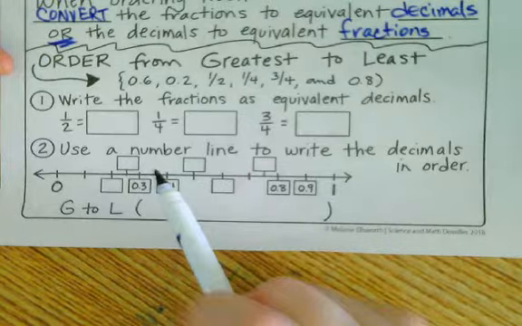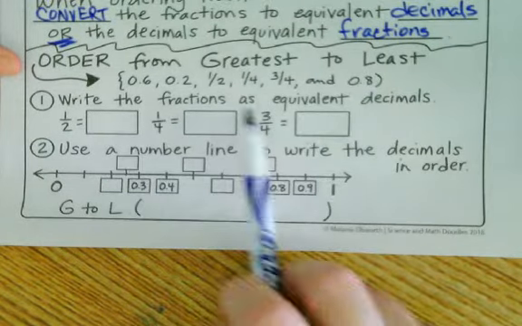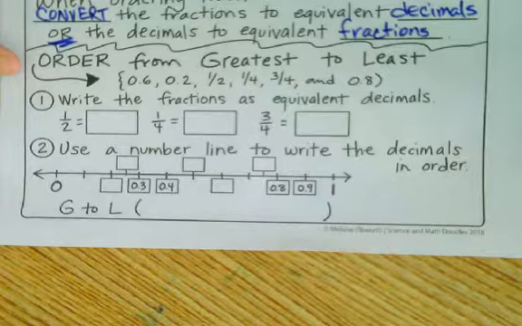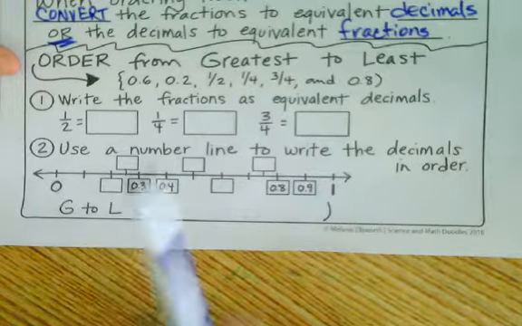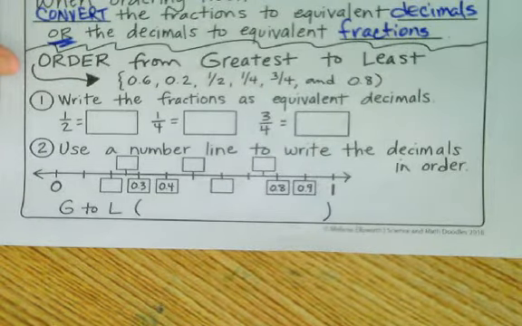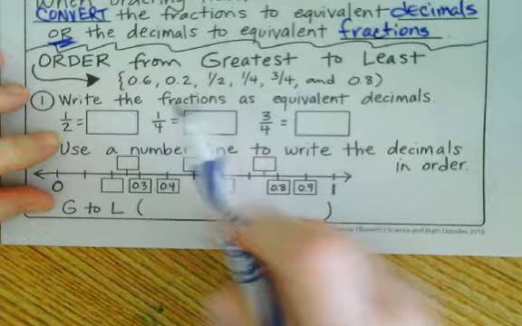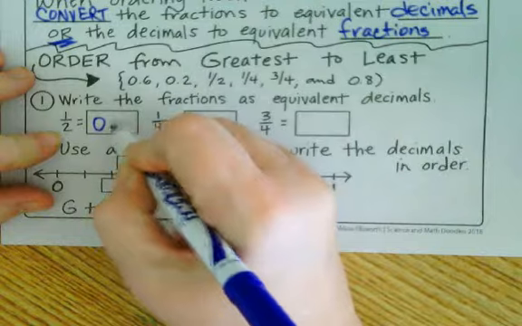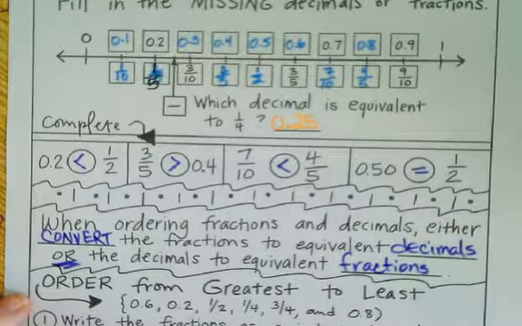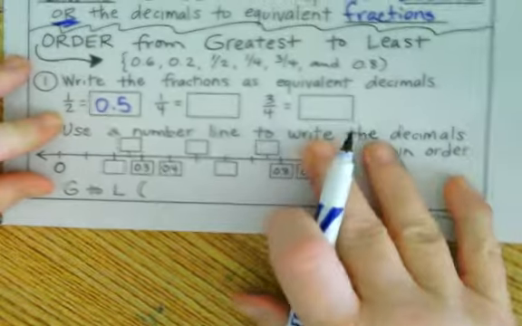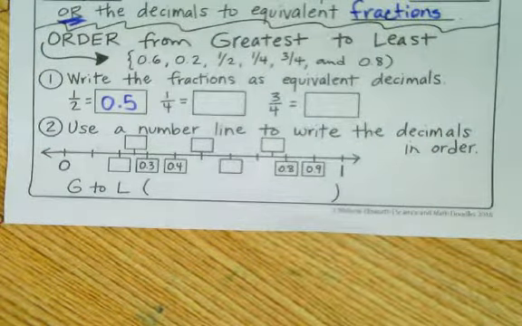So the first thing I'm going to do is write the fractions as equivalent decimals. I could do it the other way around and write the decimals as fractions, but we're going to go with it this way. So 1/2 equals 0.5. And again, you can keep looking up here at your number line. That's why it's there. It's part of your notes. Keep using your notes.